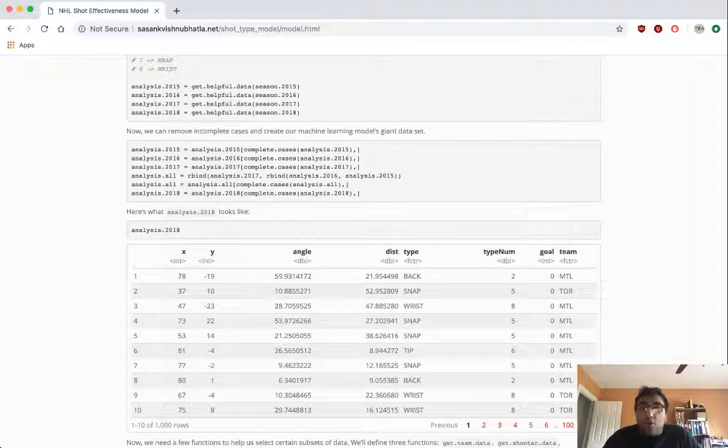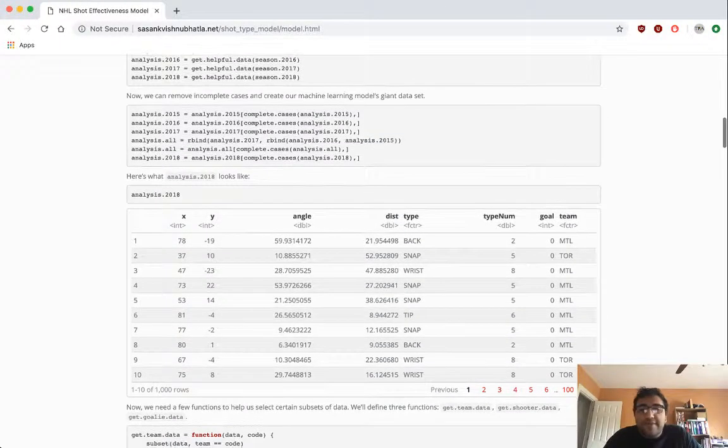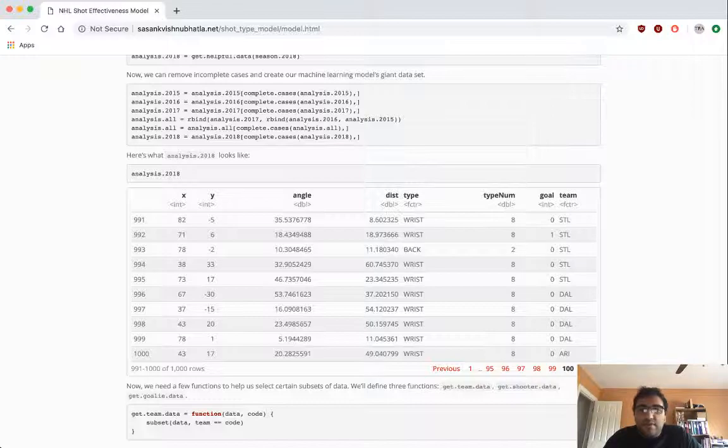Or if we're going to plot this on a graph, we'd see it'd be at 78 and negative 19. And it was a backhand shot by Montreal. The next shot was then a shot by Toronto. Then we see Montreal having a lot of shots, and then Toronto returning. And we have around 1,000 rows. And we can see the last data I have is by Arizona, registering a shot in row 1,000 of analysis 2018.